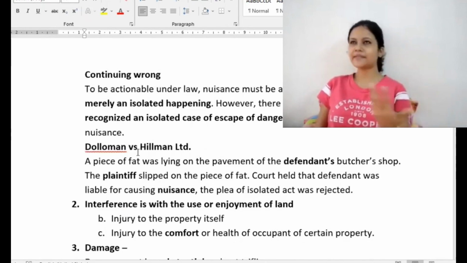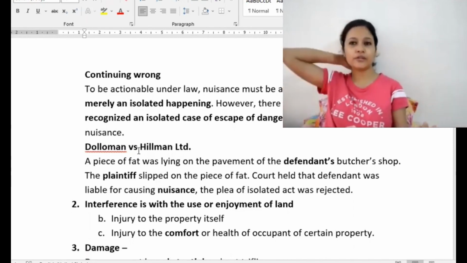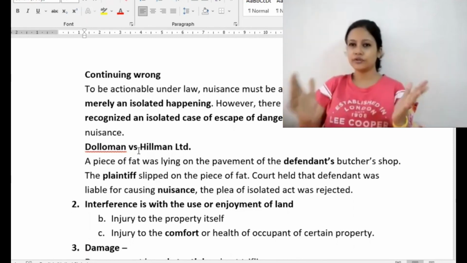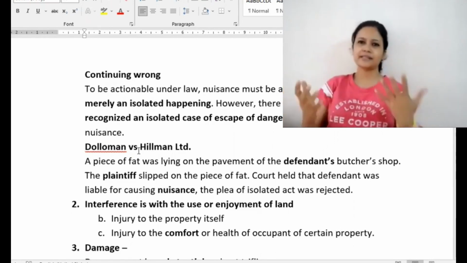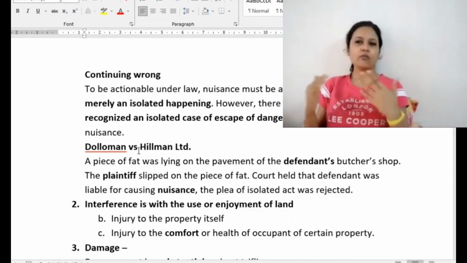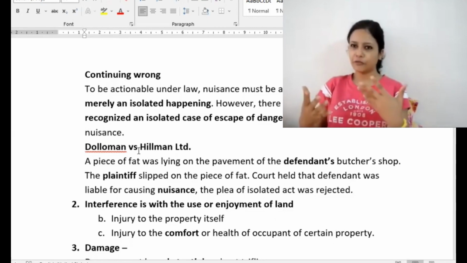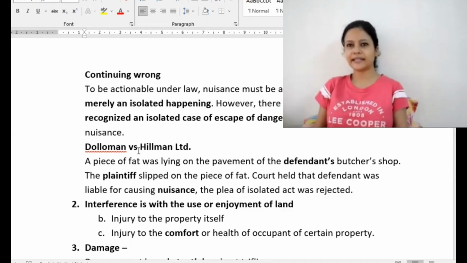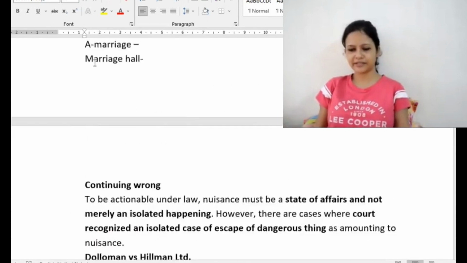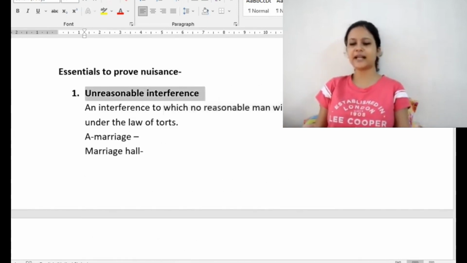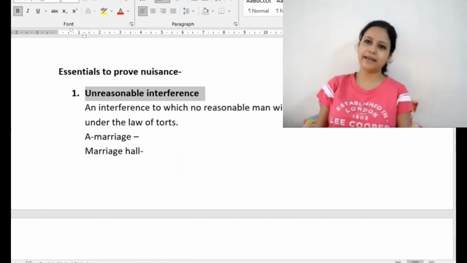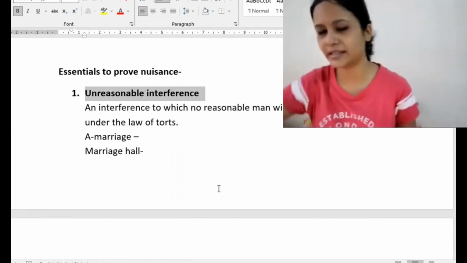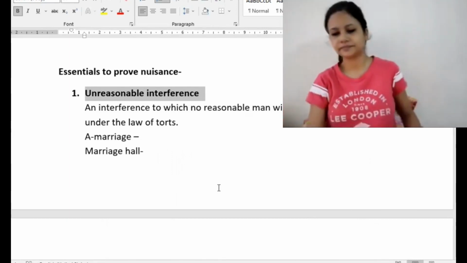Sometimes there may be a situation where even though it's a one-time event, it may lead to big damage or big loss. So there it's the discretion of court. Ideally, a one-time event is not considered, but it is at the discretion of court. If court feels like recognizing, it can recognize as well. So the first essential that we need is unreasonable interference. Without a valid justification, my neighbor is interfering in my right to enjoy my own property itself. Is it clear? Yes, ma'am.